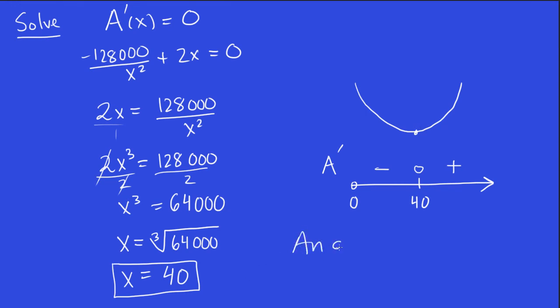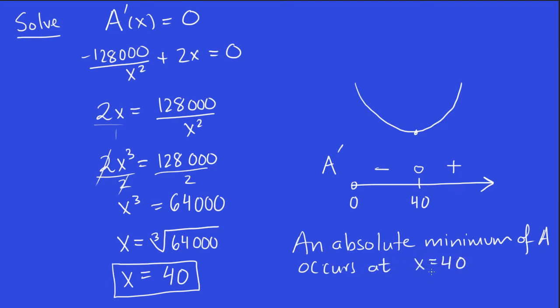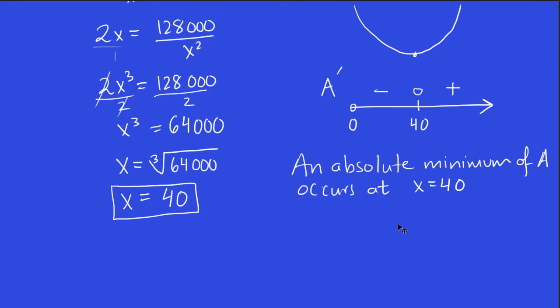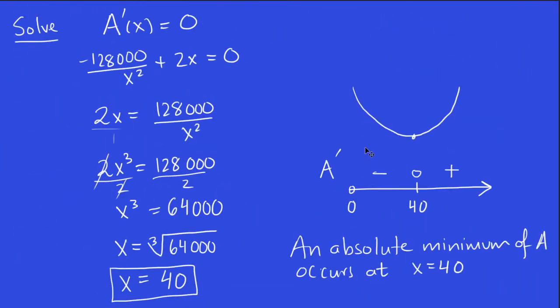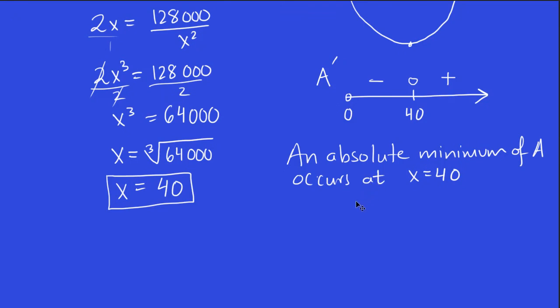So an absolute minimum, maybe I should say of A, occurs at x equals 40. So the base of this box is going to be 40 centimeters by 40 centimeters. And the question did ask to find the dimensions, so we also need to find y, right? What was y again when we solved for it? It was 32,000 over x squared, right? So that's the number we got to put in for x there. So y is 32,000 over x squared.